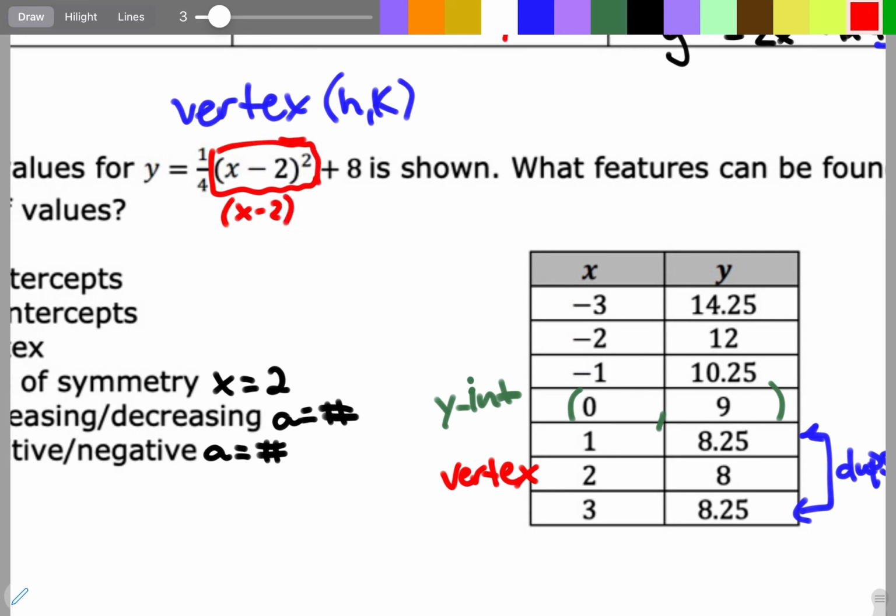x minus 2 times x minus 2. That's going to give you x squared. 2 times 2 is positive 4. And then we're going to add the negative 2's together to get negative 4x.